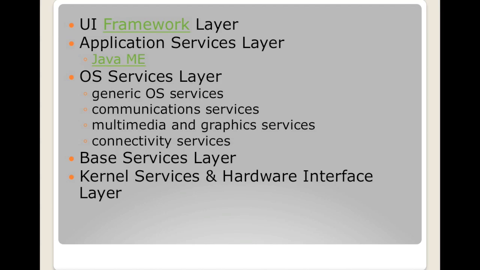The third layer is the OS services layer. It has generic operating system services, communication services, multimedia and graphics services, and connectivity services. For the Symbian OS, it's the kernel services and hardware interface layer, which contains the operating system kernel itself and the supporting components which abstract the interface to the underlying hardware, including logical and physical device drivers and variant support, which implements pre-packaged support for the standard supported platforms, including the emulator and the reference hardware boards.